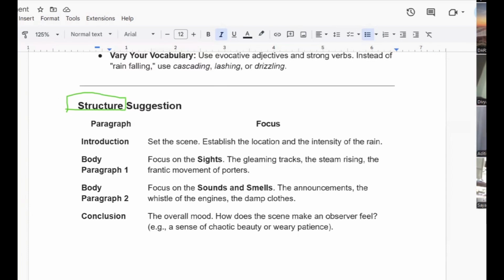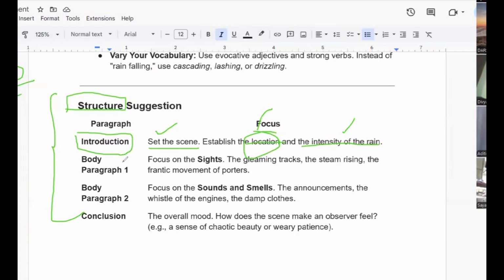The task which I am giving you for today is a 200-word task. Fine? Okay? So, start with the introductory paragraph always. What do the introductory paragraphs do? They try to set the scene, establish the location and the intensity of the rain. Right now, whatever suggestions I'm giving you are all related to rain only, since the topic is related to rain. So try to set the scene in the first paragraph. Try to talk about the location, the railway station, and the intensity of the rain. Like we already discussed, the rain is very heavy.